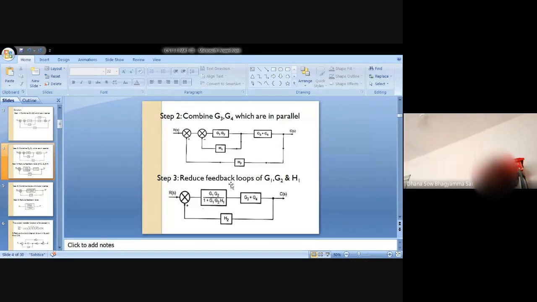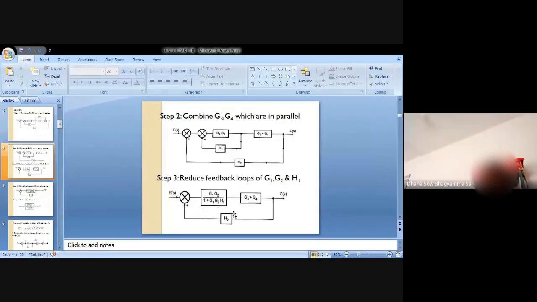Now the feedback loop has been reduced. Reducing the feedback loop of G1, G2 and H, I will get this transfer function. In this block, what I can see is these two blocks are connected in series. Since they are connected in series, I can simply multiply. So G1, G2 into G3 plus G4 by 1 plus G1, G2, H1.